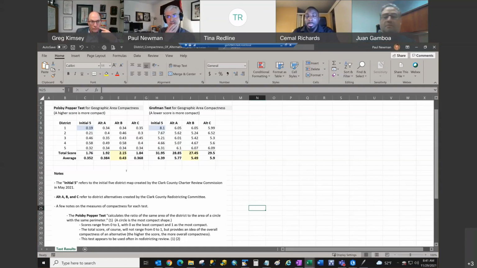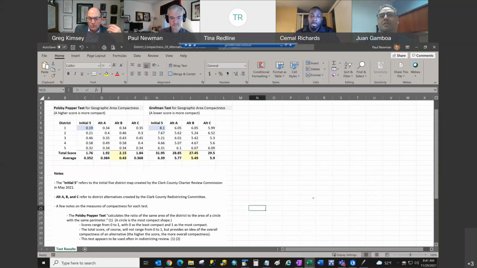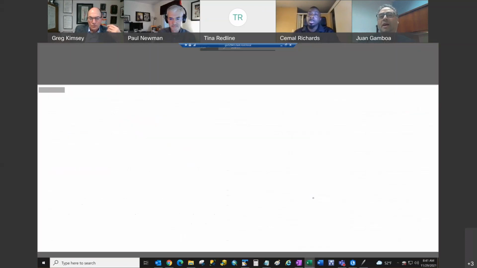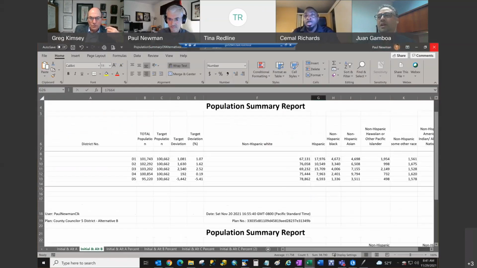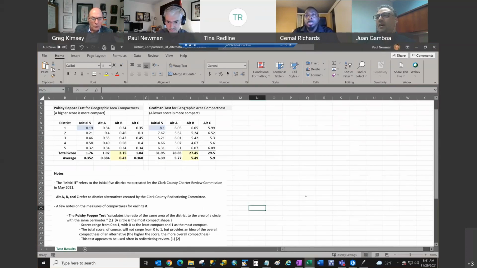Still, the populations were very, very close as well, of the various alternatives. Sorry, I didn't quite hear your comment or question. Right. So I just wanted to see, we've got two competing options here. It looks like to go more compact, we can go with alternative B, but to get the population closer in, we can go with A, right?